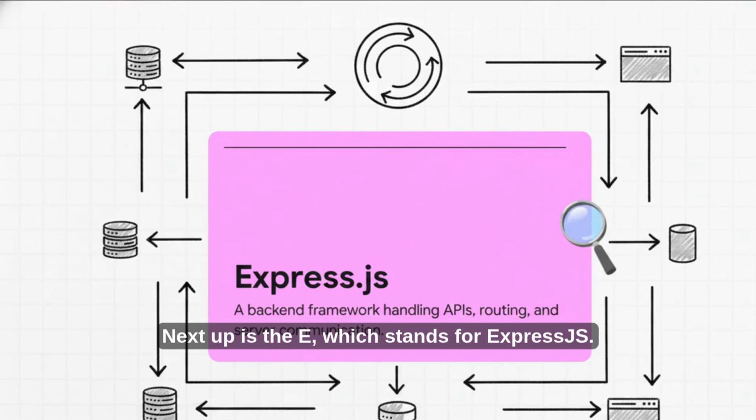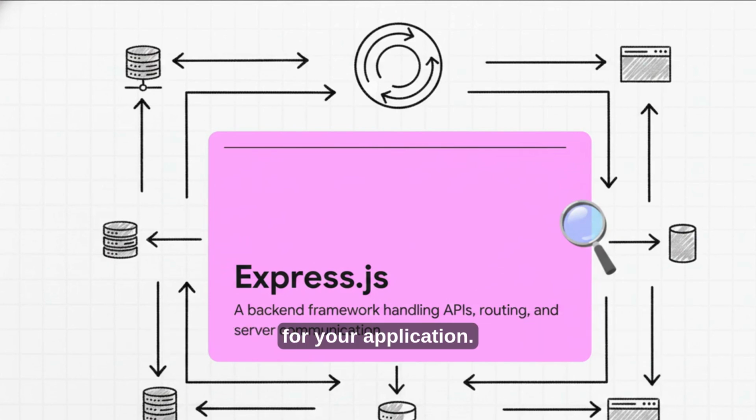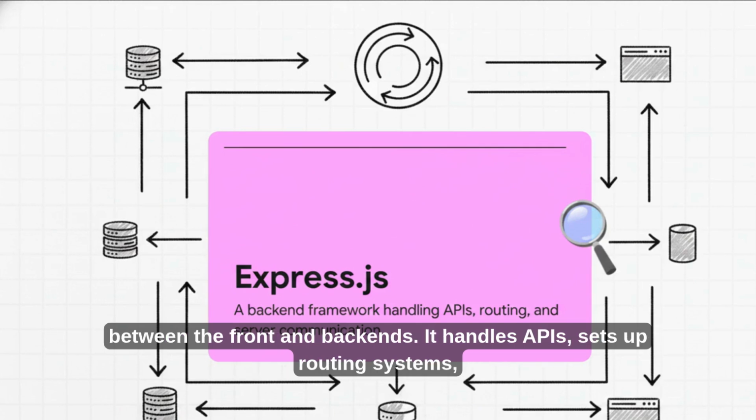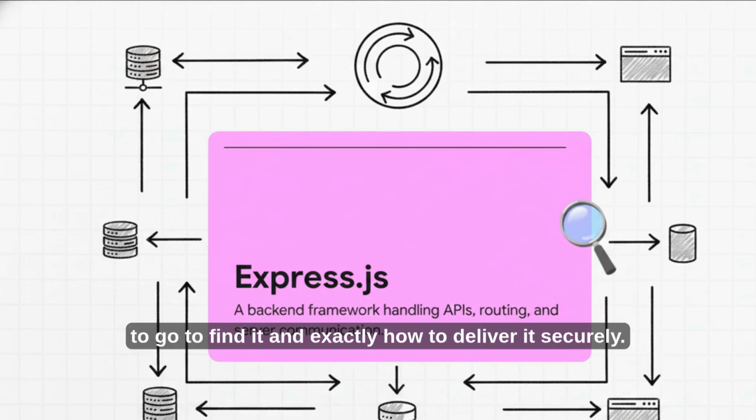Next up is the E, which stands for Express.js. You can think of Express as the ultimate traffic controller for your application. It's the backend framework that manages the seamless flow of server requests between the front and back ends. It handles APIs, sets up routing systems, and ensures that when a user asks for data, the server knows exactly where to go to find it and exactly how to deliver it securely.